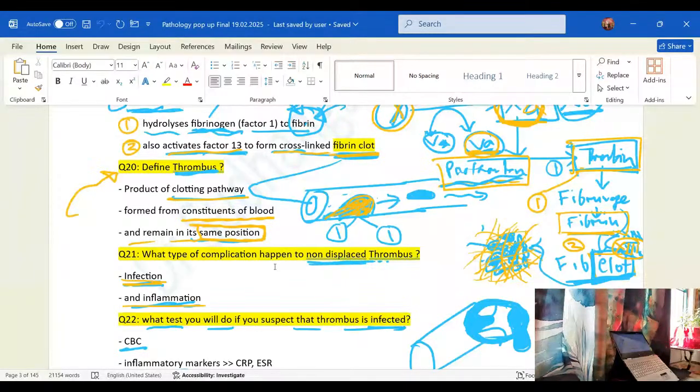A thrombus is a product of the clotting pathway, which is formed by the constituents of the blood and remains in the same position.